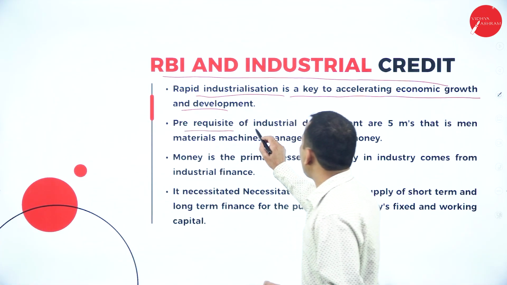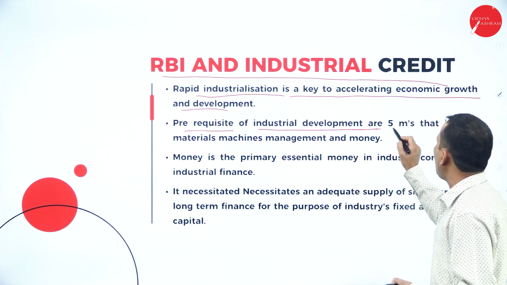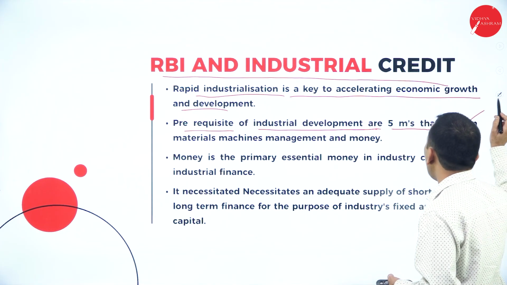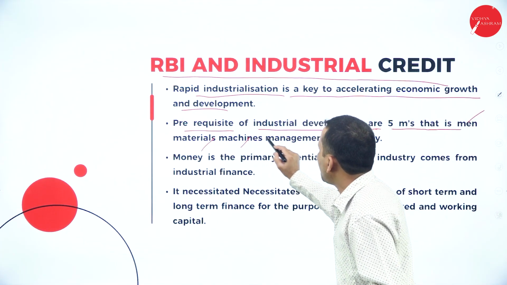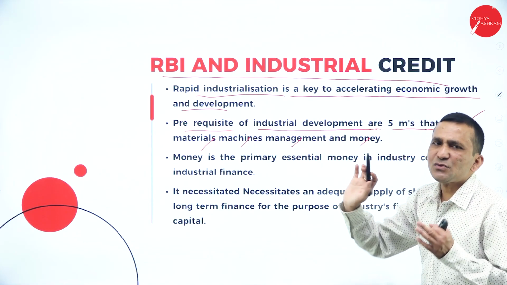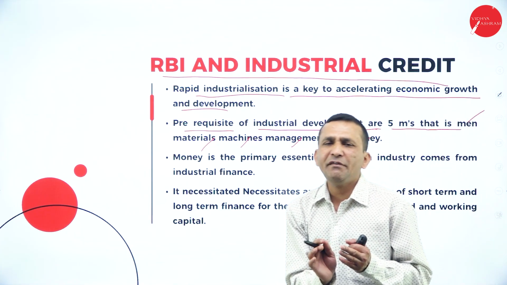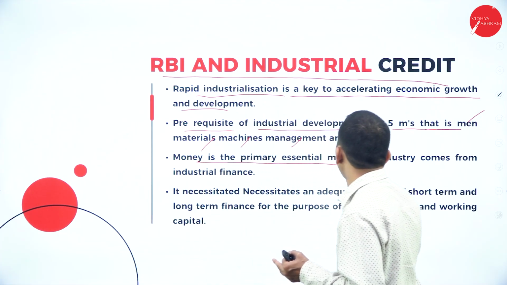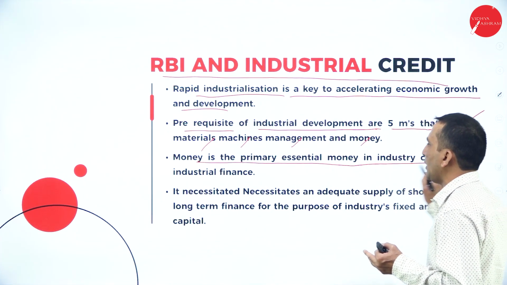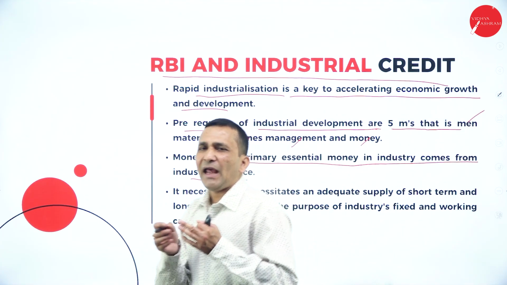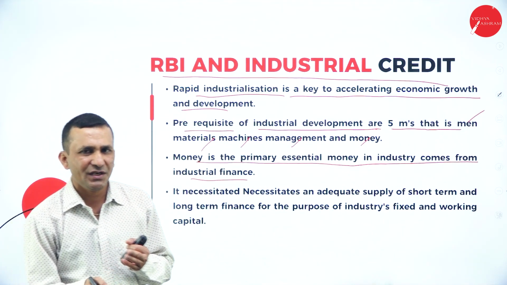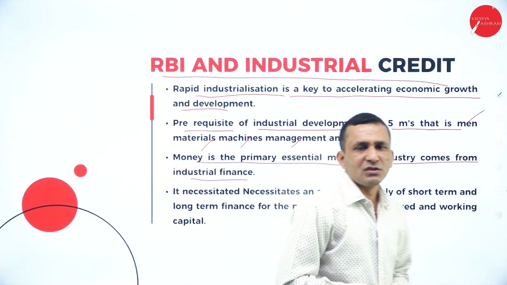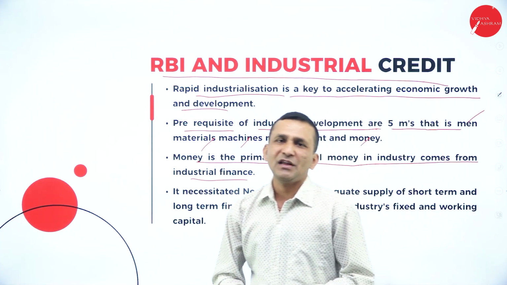The prerequisites for industrial development are the 5 M's: man, material, machine, management and money. It's very important, and the 5 M's can be found commonly everywhere. Money is the primary essential, and for money, industry depends on industrial finance. If anybody wants to start any industry, they get financial support from the RBI.